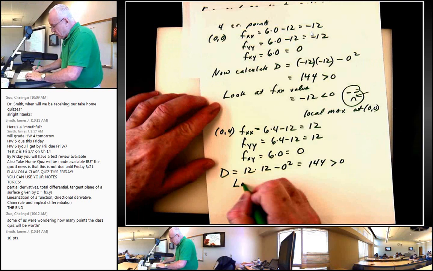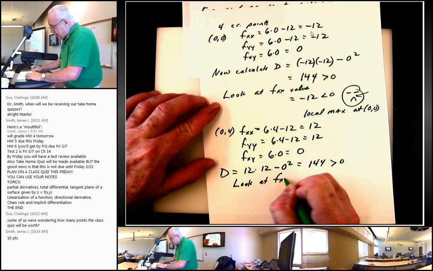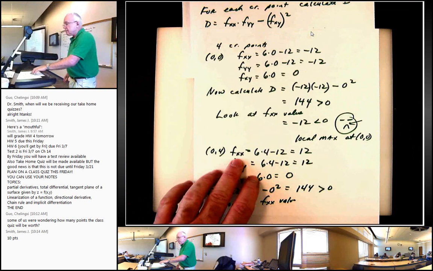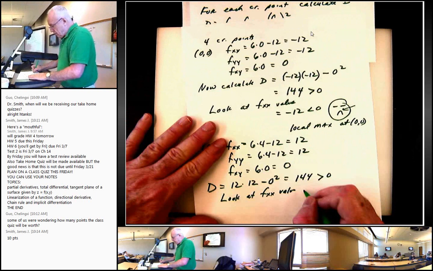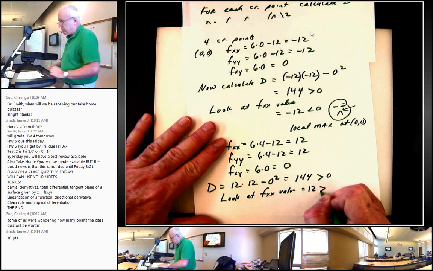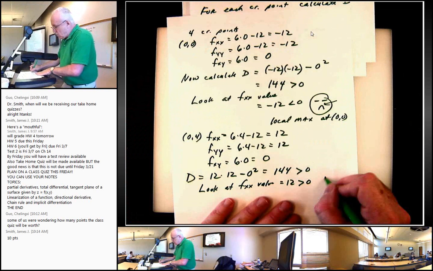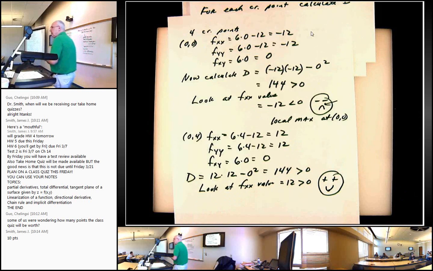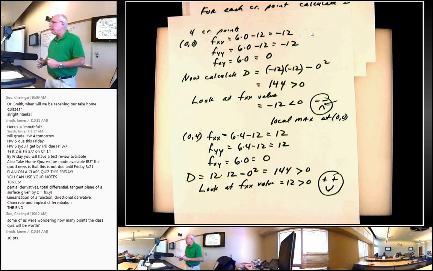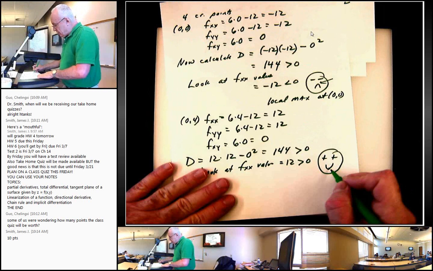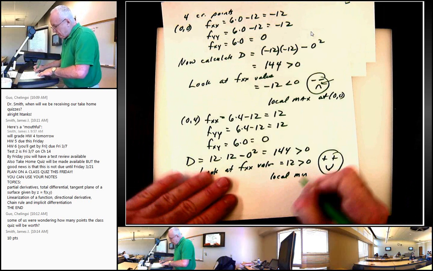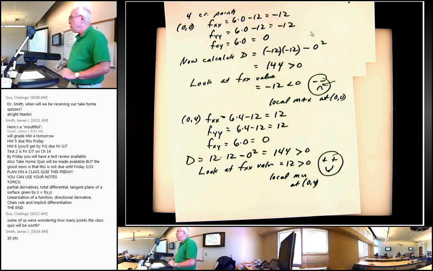So our next thing, though, is to look at the fxx value. And this time around, our fxx value is 12. It's bigger than 0. I'm so used to doing this from the many semesters I've taught this that I cannot not do it. So therefore we have the positive face, and this tells us right here we have a local min at 0, 4. All right?